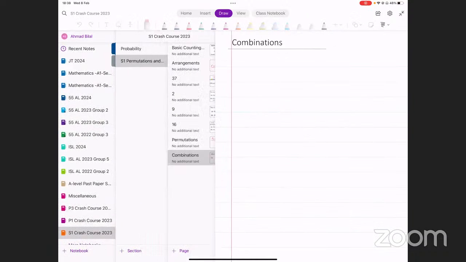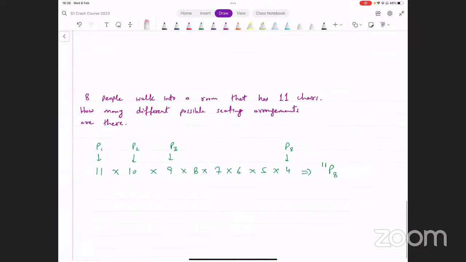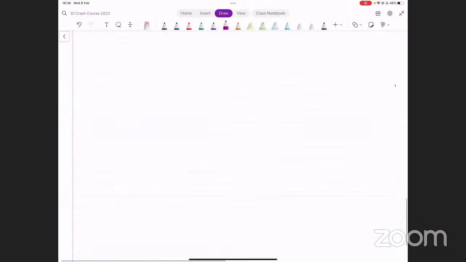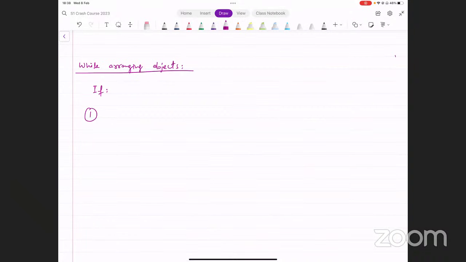Now let's go back there and summarize all of this that we have discussed here. So how are you going to use this permutation notation? When you're arranging objects, let me write this down here. While arranging objects, if you want to use permutation notation, this is the rule that you can follow to decide whether you should be using permutations or factorials.